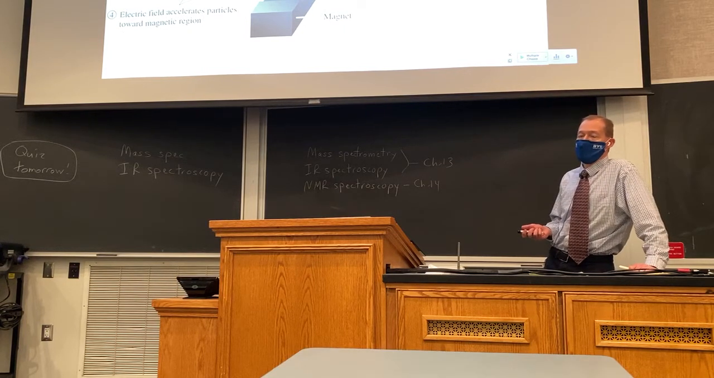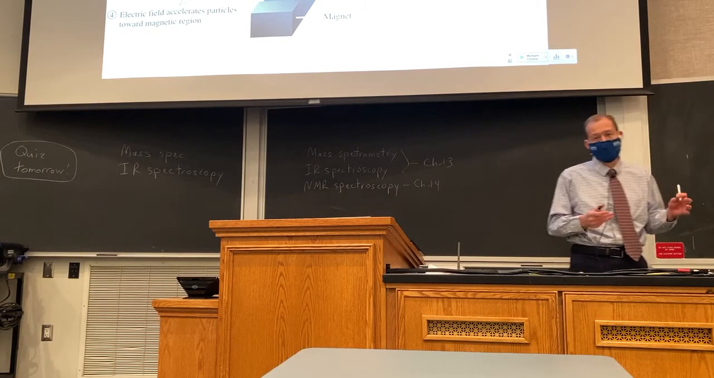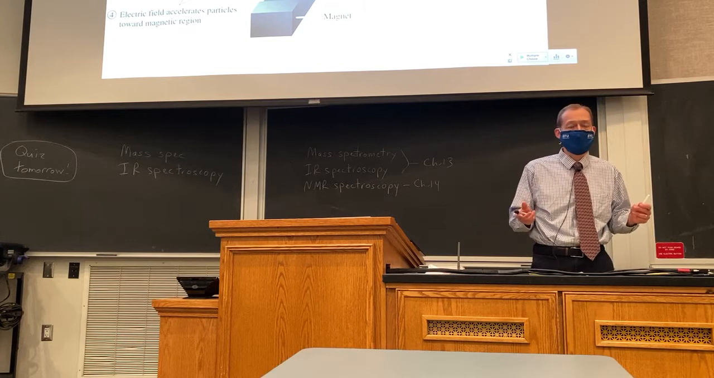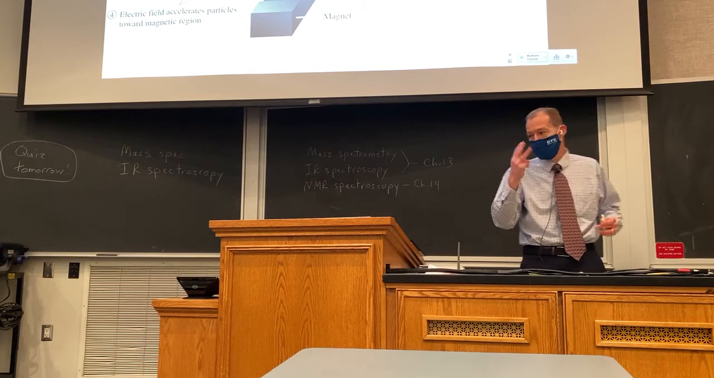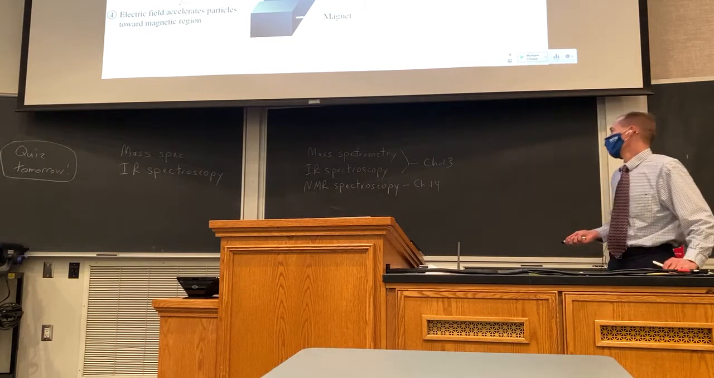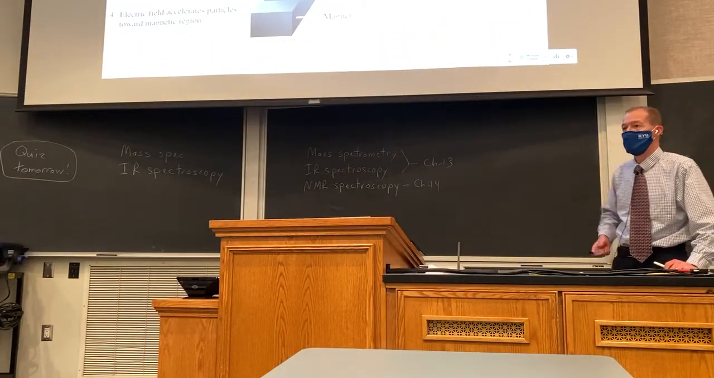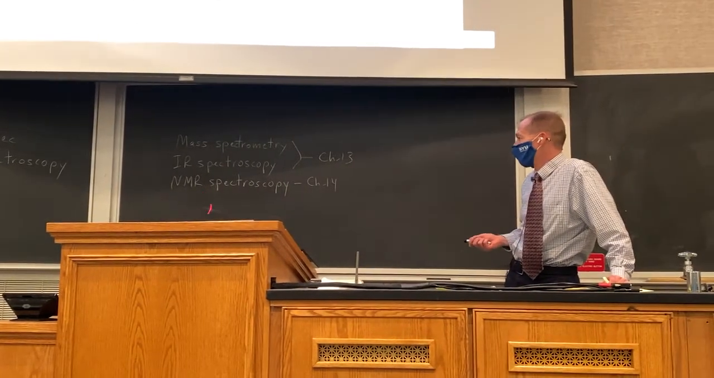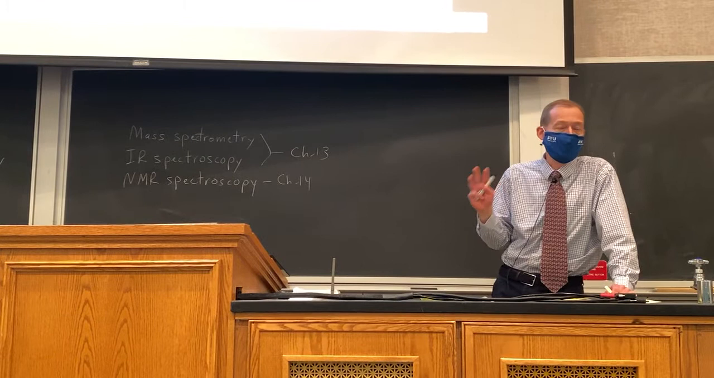So the next two chapters of the book are different from the others in that they involve analytical techniques that are used to determine the structures of organic molecules. And there are three main analytical techniques that we use. We use mass spectrometry, IR spectroscopy, and NMR spectroscopy. And NMR spectroscopy is the one that gives us the most information, although all three are valuable.